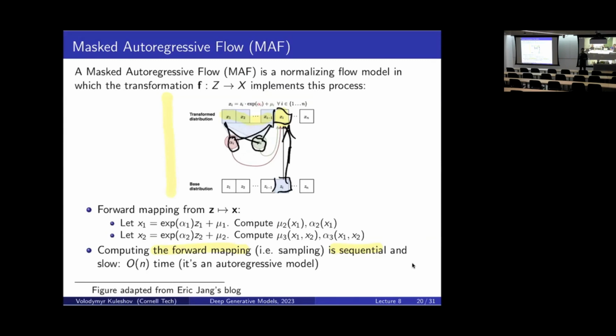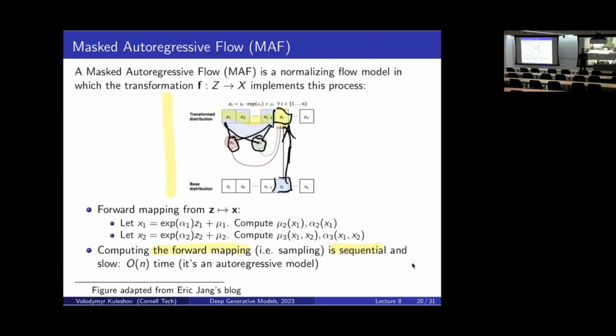I have to compute them sequentially in a for loop, and I'm blocked on computing xi until I have computed xi-1 and all the previous components. So in that sense, the forward mapping is slow. It is as slow as a regular autoregressive model. So if we wanted to implement this on a computer, it would run much more slowly than most other mappings, because we have to run a neural network in a loop and sequentially, and this is not parallelizable.